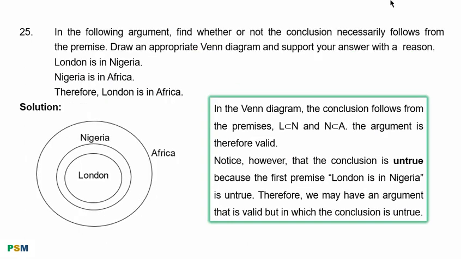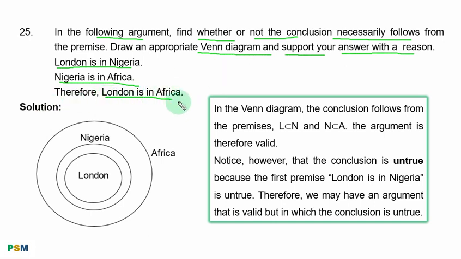Example 25. In the following argument, find whether or not the conclusion necessarily follows from the premise. Draw an appropriate Venn diagram and support your answer with a reason. London is in Nigeria. Nigeria is in Africa. Therefore, London is in Africa.